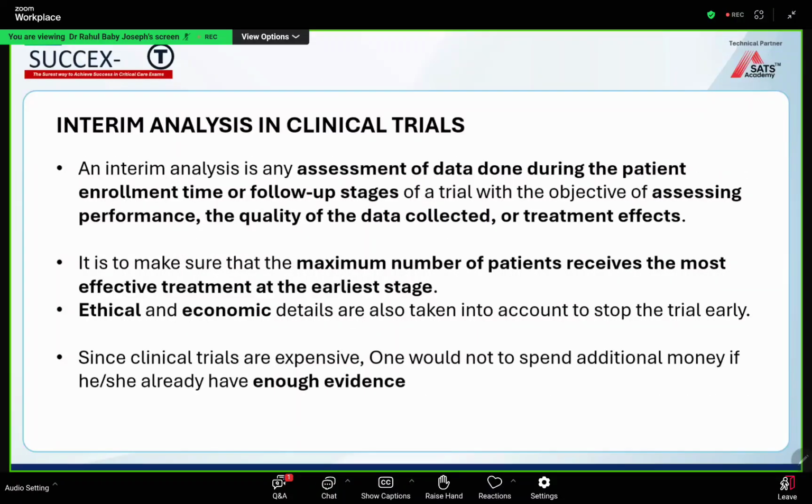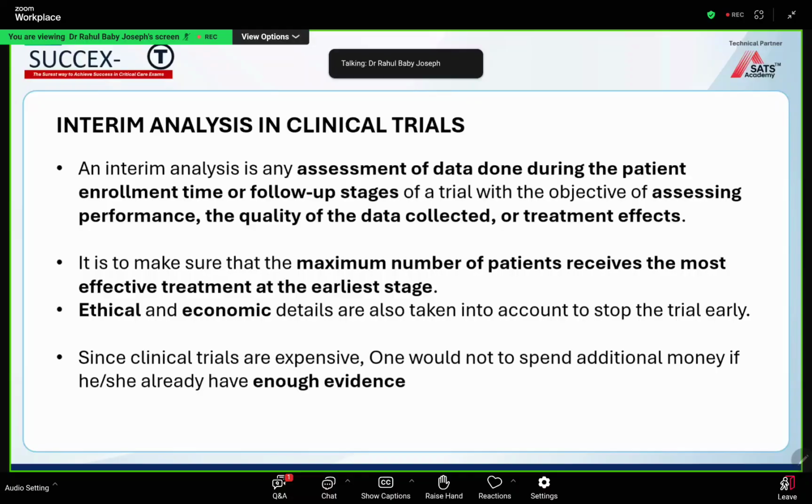A word on interim analysis in clinical trials. An interim analysis is any assessment of data done during the patient enrollment time or during the follow-up stages, with an objective of assessing the performance, quality of the data collected, and also the treatment effects. It is basically to make sure that the maximum number of patients receive the most effective treatment at the earliest stages, and also ethical and economical details are taken into consideration.